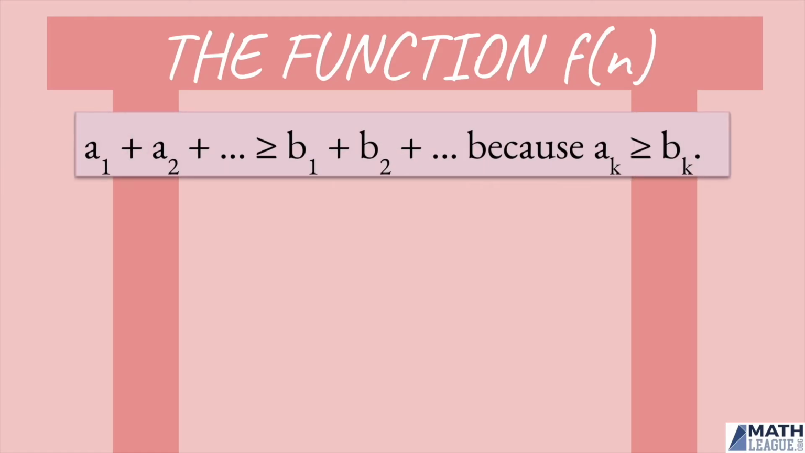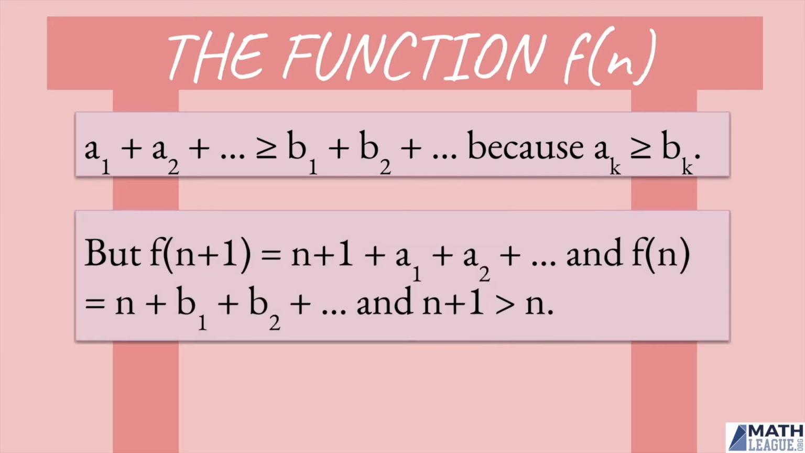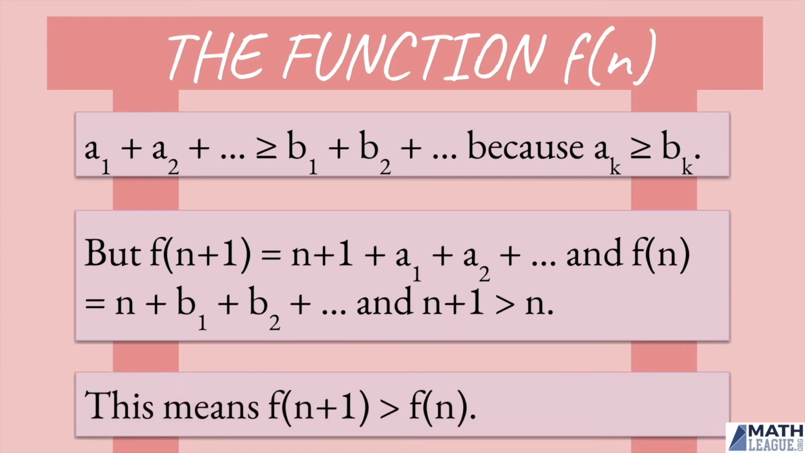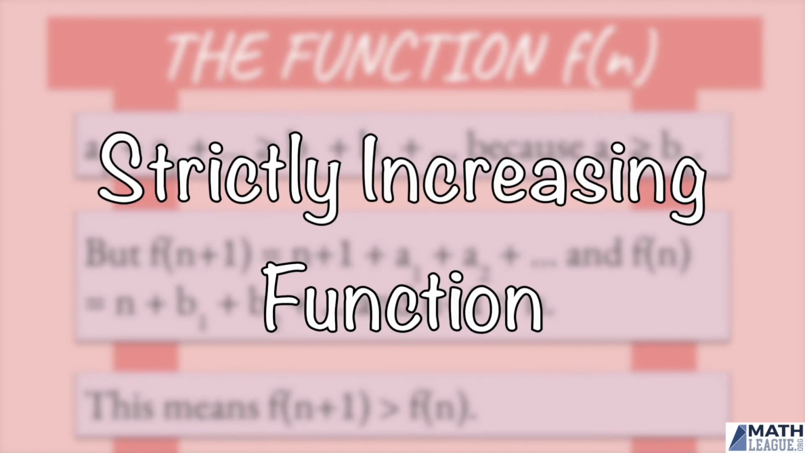this sequence here is greater than or equal to this sequence, but we can also note that our starting terms are n and n plus 1. So this is going to be n plus 1 plus this sequence here, and this is going to be n plus this sequence here. So it's actually the case that f of n plus 1 is strictly greater than f of n. So this is what we call, over the positive integers, a strictly increasing function.